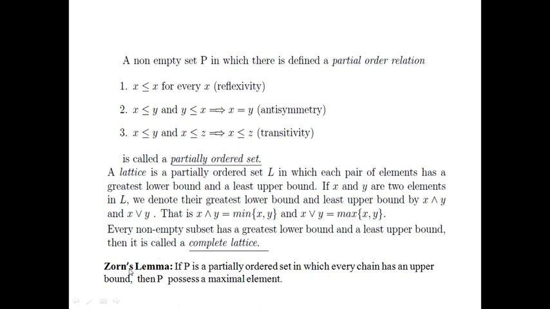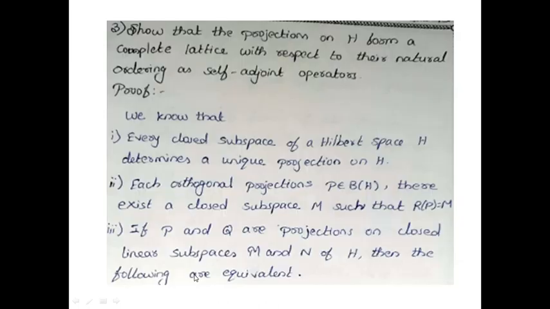Again, you must know Zorn's lemma. If P is a partially ordered set in which every chain has an upper bound, then P possesses a maximal element. So, show that the projections form a complete lattice with respect to the natural ordering as self-adjoint operators. For proving this, you must have these three results.